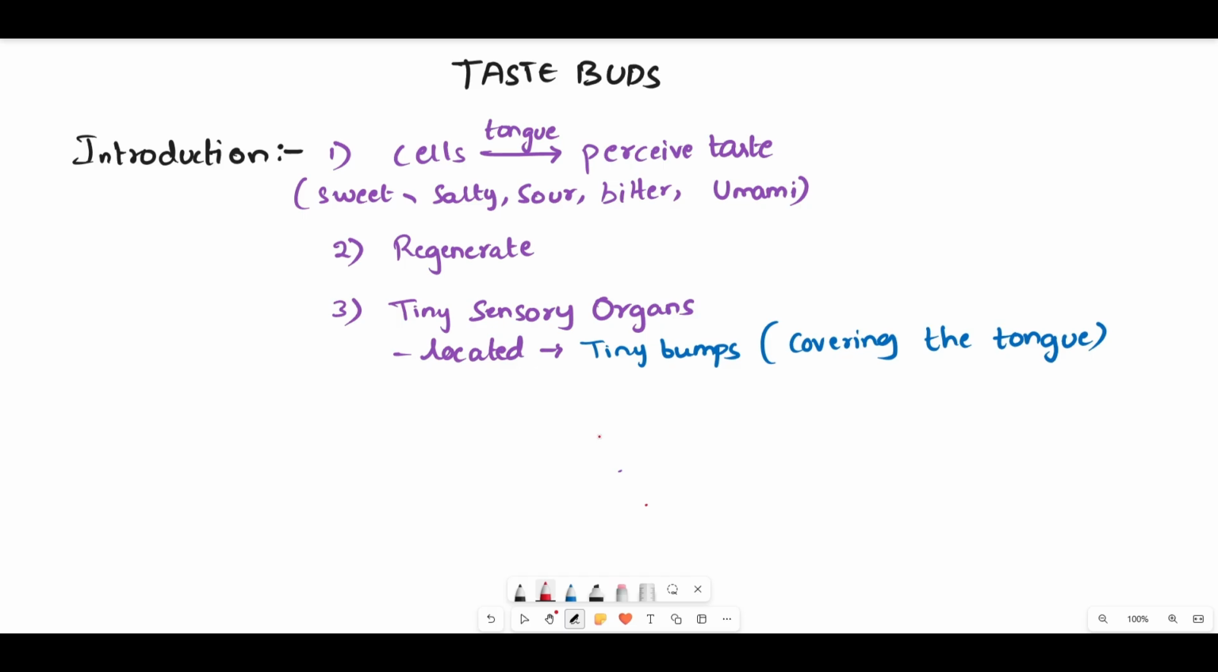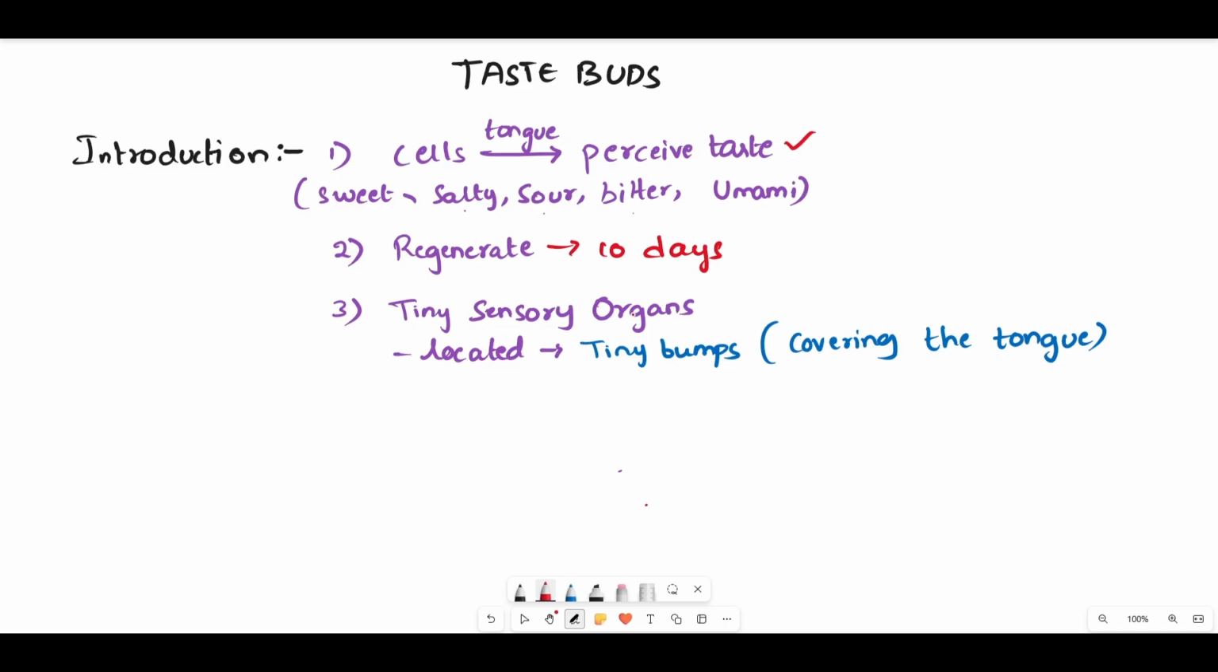Taste buds are the cells present on the tongue that allow us to perceive taste, and taste can be of different types. It can be sweet, salt, sour, bitter, or umami. The taste buds get regenerated every 10 days. That means they repair on their own.